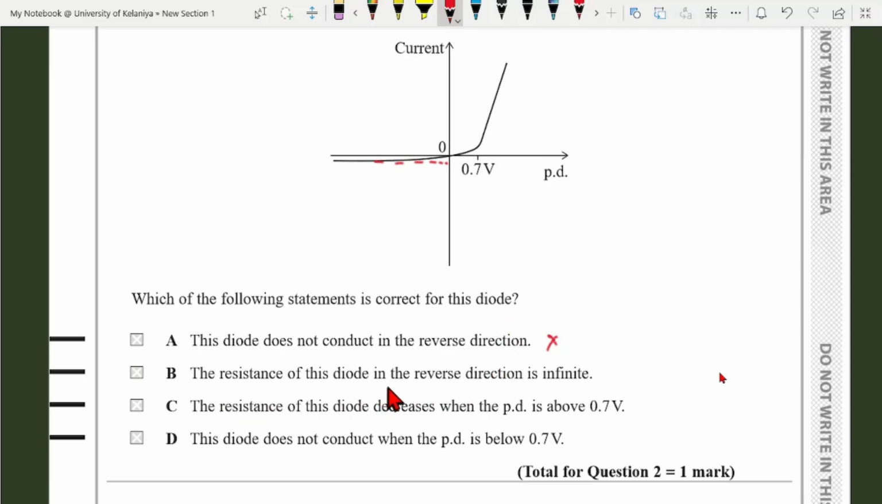The resistance of this diode in the reverse direction is infinite. That is also wrong. Why? If it is infinite, we shouldn't have this leakage current. If you're having a current, that means the resistance is not infinite.